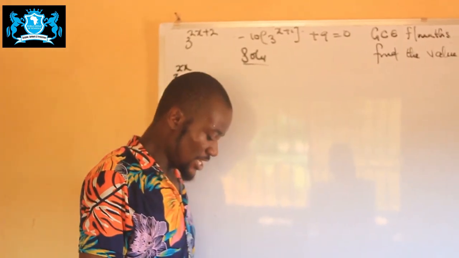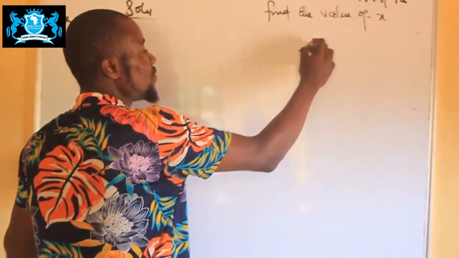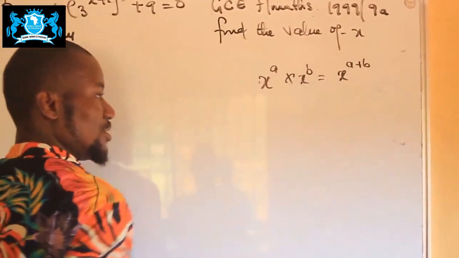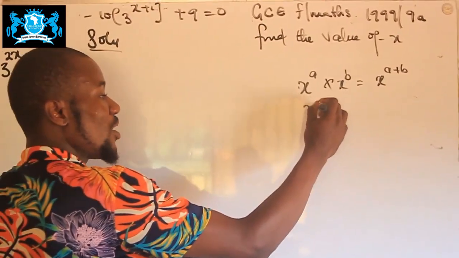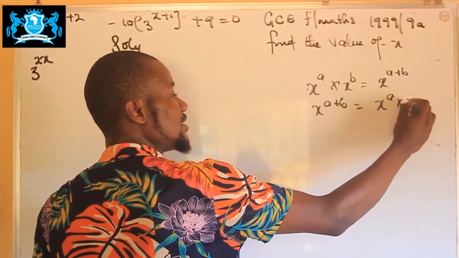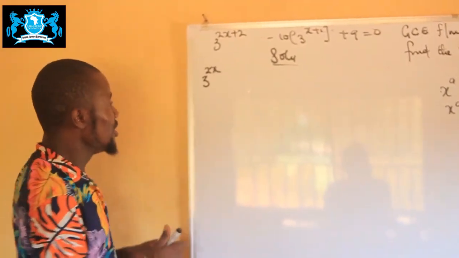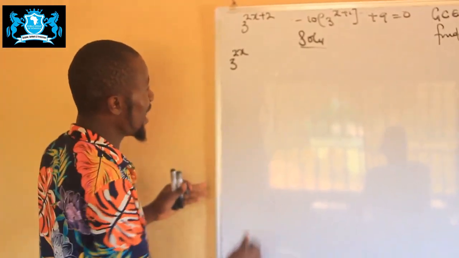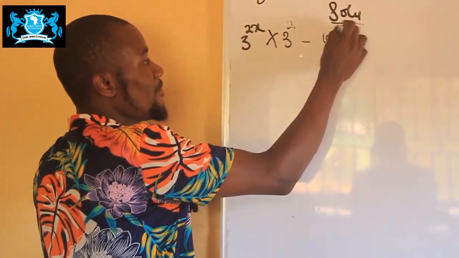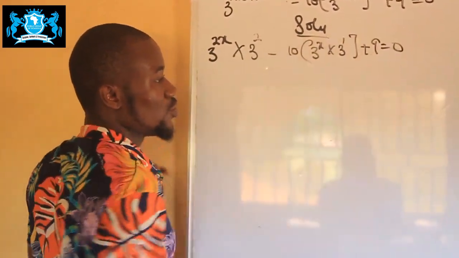In indices, one of the laws tells us that when you have x raised to the power a times x raised to the power b, you get x raised to the power a plus b. If you have x raised to the power a plus b and want to change it back, it becomes x raised to the power a times x raised to the power b. What does it mean? Since we have plus here, it becomes 3 raised to the power 2x times 3 raised to the power 2, minus 10 times 3 raised to the power x times 3 raised to the power 1, plus 9 is equal to what?